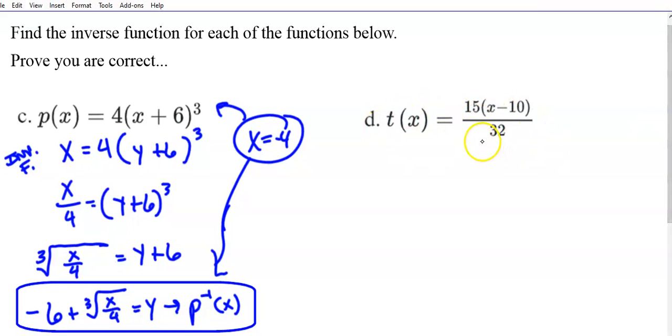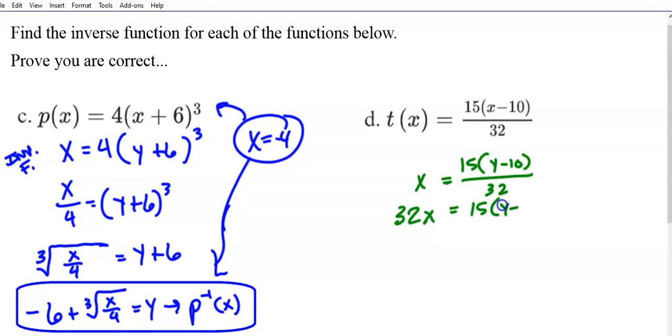Now we have this. So once again, switching our x's and y's. Here's x. I'm now going to write this as 15 times y minus 10, all over 32. That has to equal x. And so you simply do what we've been doing. So we go 32x is equal to 15 times y minus 10. Since we're multiplying here, we divide. So we then get 32x divided by 15 is equal to y minus 10.